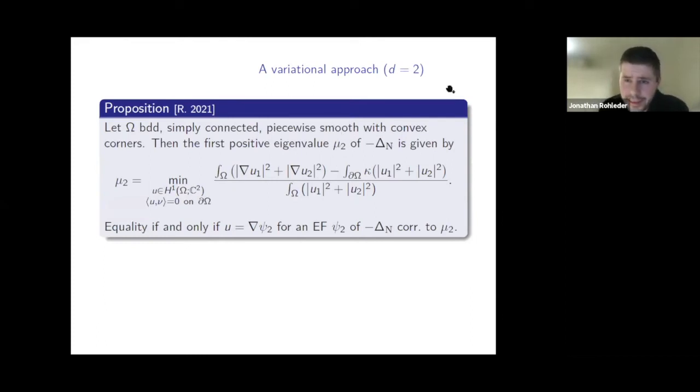And this is given in this proposition here. So if we take omega bounded, simply connected, and some regularity assumptions like piecewise smooth with convex corners only, so if there are corners, there must be interior angles less than pi, then the first positive eigenvalue mu2 of the Neumann Laplacian is given by the minimum of the Rayleigh quotient one gets from the quadratic form corresponding to this vector valued operator A. And the quadratic form can be computed. Its form domain consists of all vector fields in H1 component-wise, so that they are orthogonal to the normal vector on the boundary.